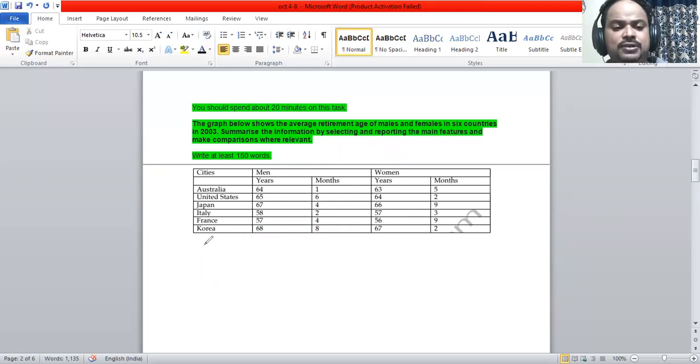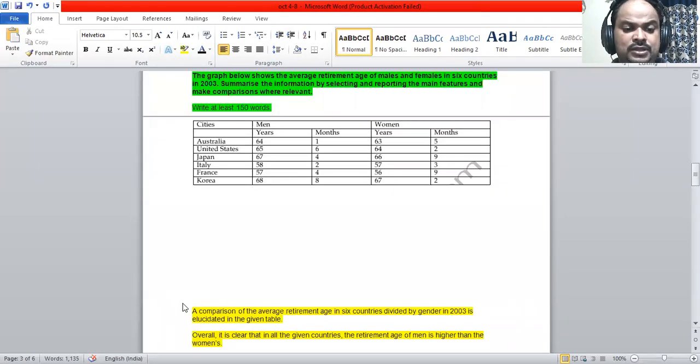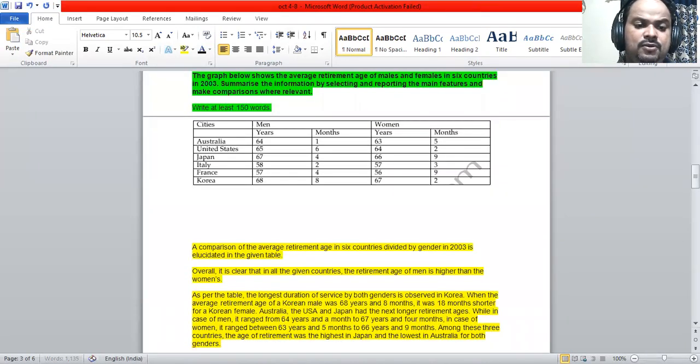And next, we are going to state Korea because it is the highest. Then we are going to say Australia, United States, and Japan. The next 2 countries are Italy and France. This is what we are going to present. So let's go ahead with the presentation. We already have a model answer here. Let's go with that, and if you have any editing, we'll do that.